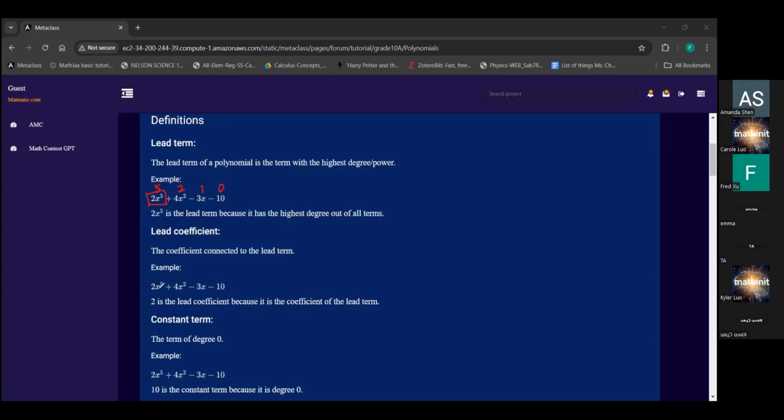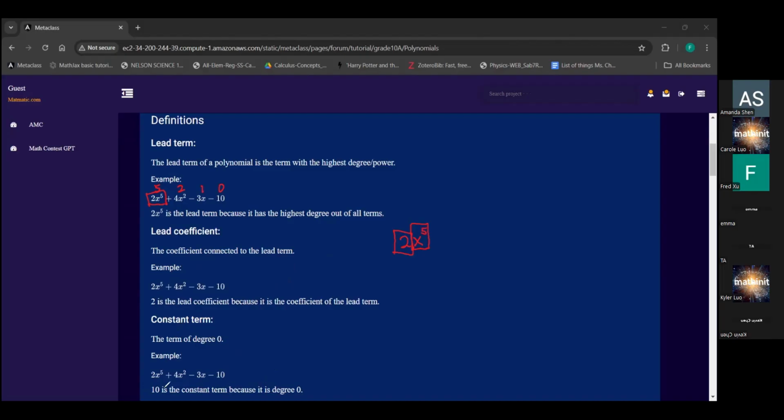Okay, so let me rewrite the term here, 2 times x to the power of 5. The variable is here, that's this component. This is the coefficient. So the coefficient is always the number, the numeral part of the term. And the constant term is the term with degree 0, which is just the last term.